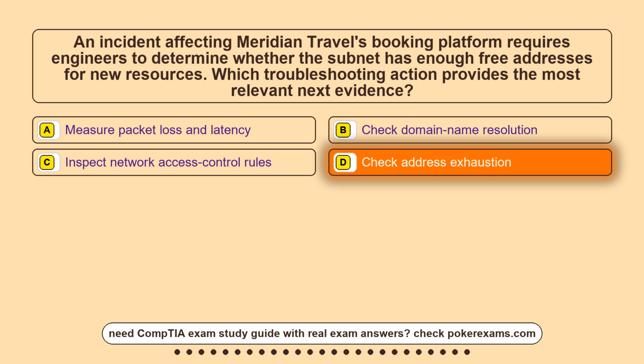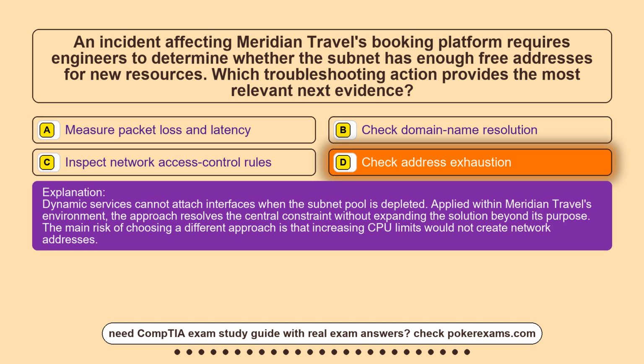The correct answer is option D, check address exhaustion. Dynamic services cannot attach interfaces when the subnet pool is depleted. Applied within Meridian Travel's environment, the approach resolves the central constraint without expanding the solution beyond its purpose. The main risk of choosing a different approach is that increasing CPU limits would not create network addresses.